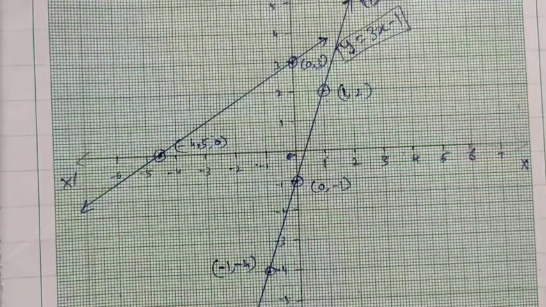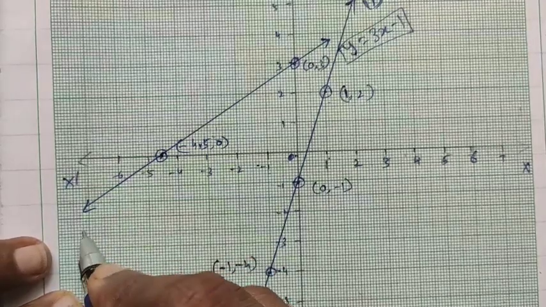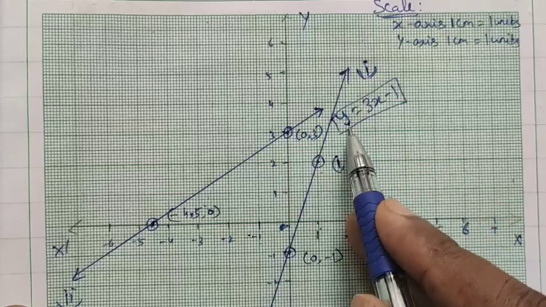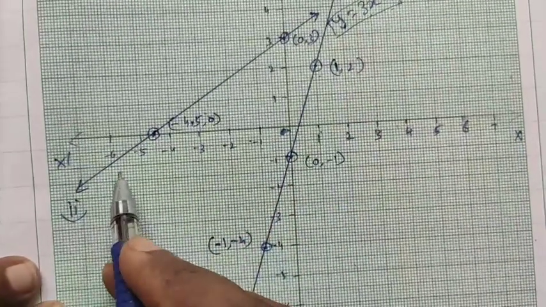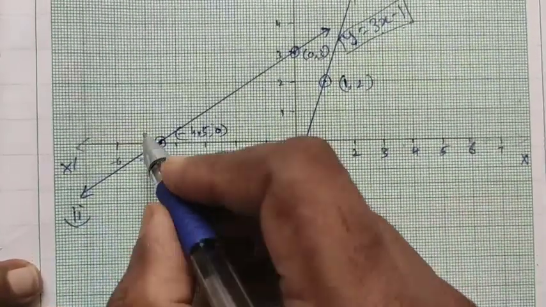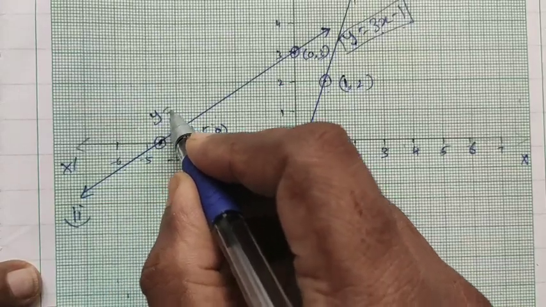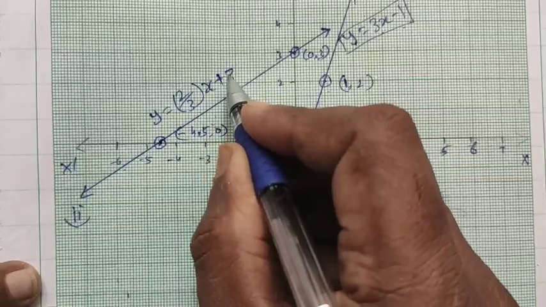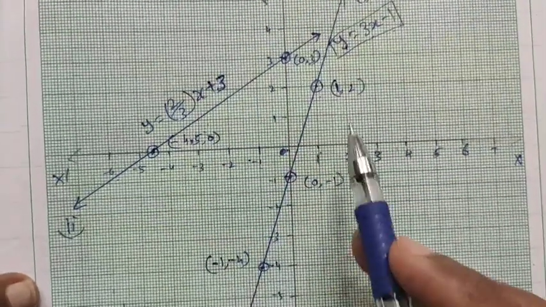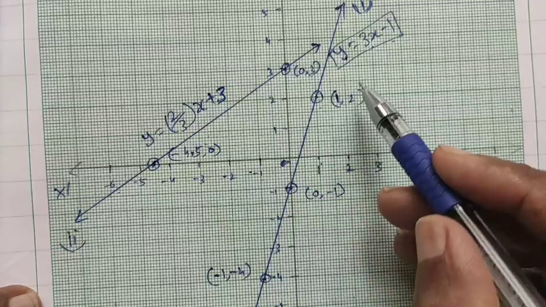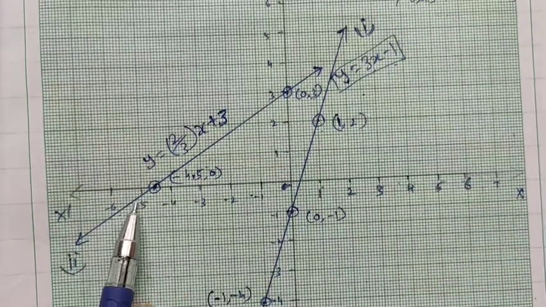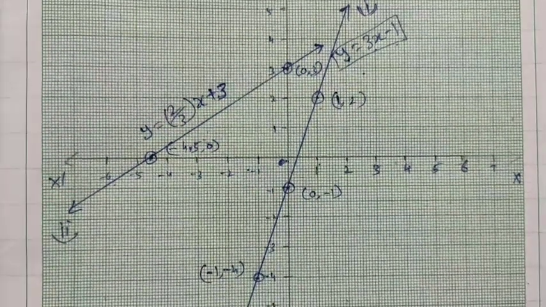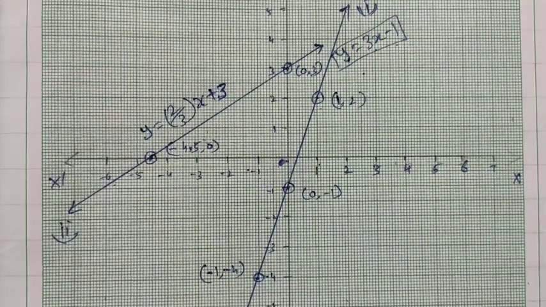This is problem 2, this is problem 1. For this line, the equation is y = 3x - 1. This is problem 2. For this, the equation of the line is y = (2/3)x + 3. So the first equation, y = 3x - 1, represents a straight line, and the second equation also represents a straight line. So this is the second problem. I solved the two equations in the same graph.